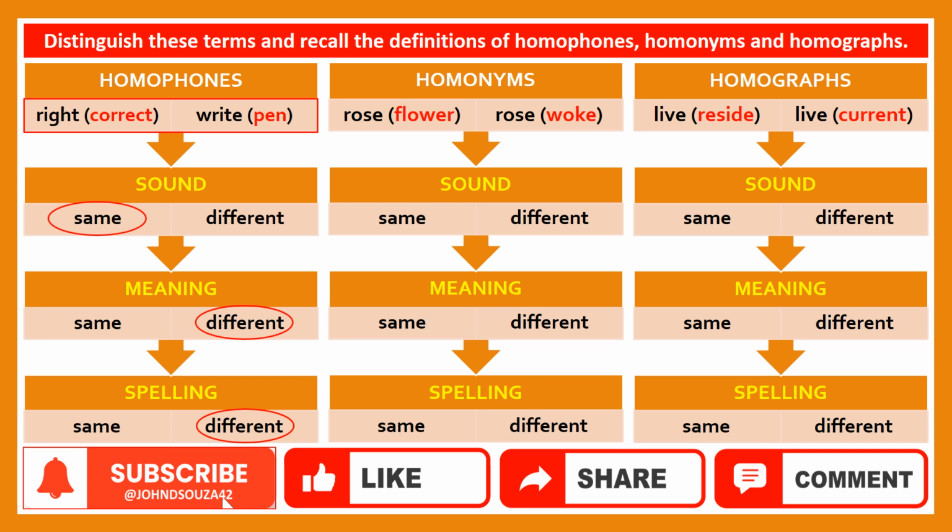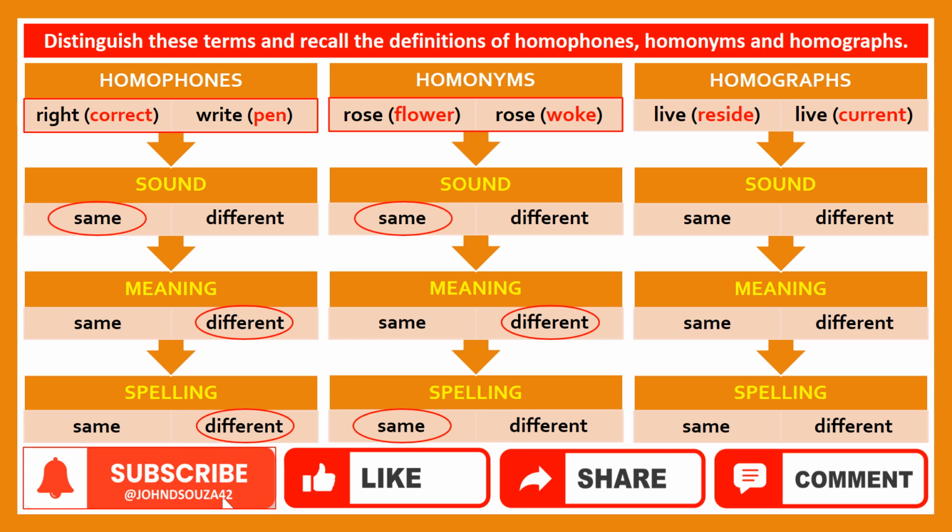Now let's use the words rose and rose to recall the definitions of homonyms. These two words sound the same when pronounced, but they mean different things. One refers to a flower, the other to waking up. And spelt the same. Etymologically, the prefix homo means same and the root nym means name. Therefore, words that are pronounced and spelt the same but mean different are called homonyms.